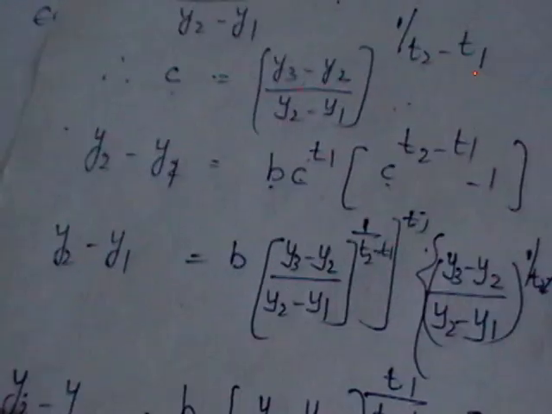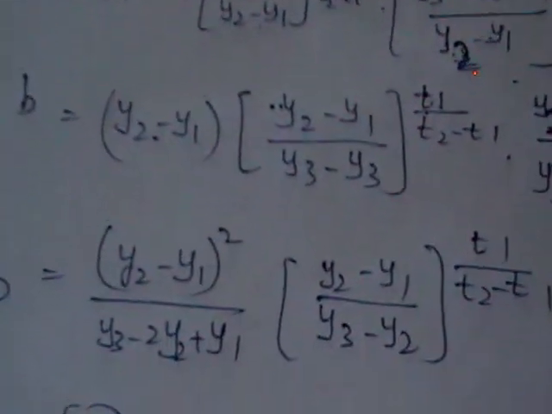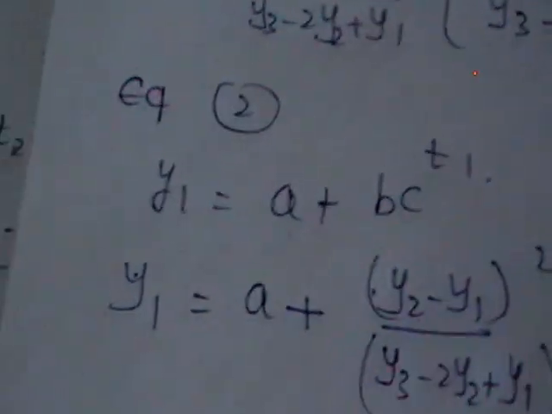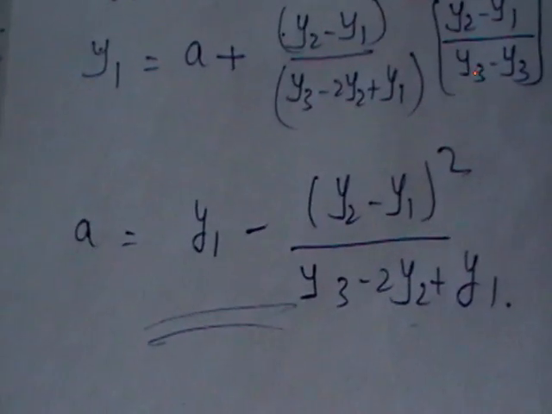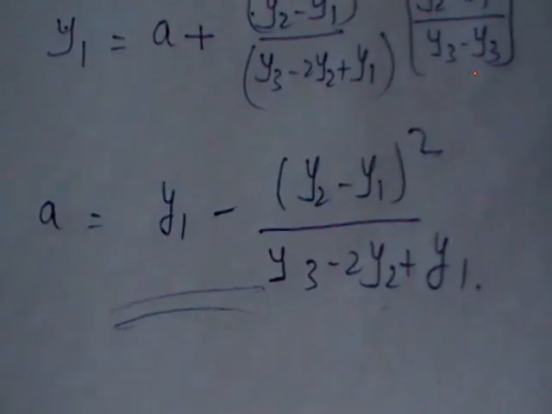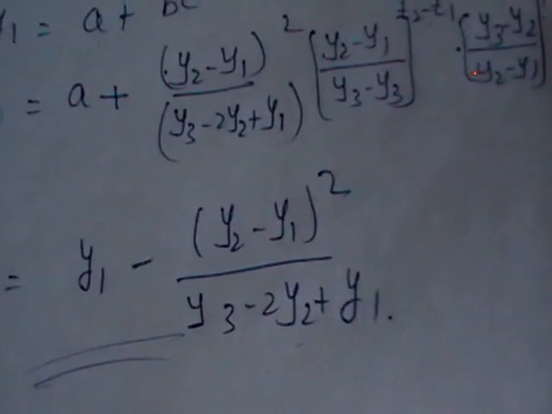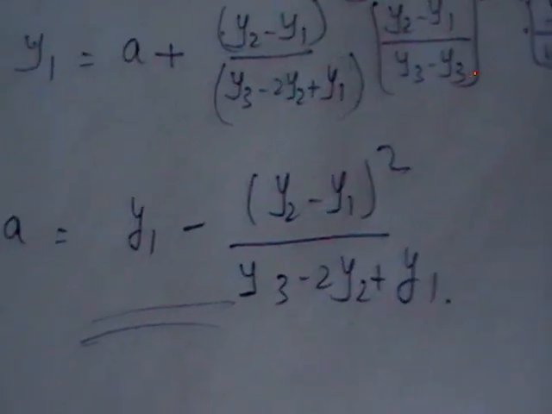Now after obtaining this, c is substituted in y2 minus y1 to obtain b. So I did the simplification over there and got the expression for b. Now using this b, I have substituted in equation number 2, which is nothing but y1 is equal to a plus b c power t. To obtain a, I have substituted b and c expressions and I got the a expression. So we have obtained these three values for a, b, c. With these three values, we can fit the modified exponential curve. Okay, thank you.